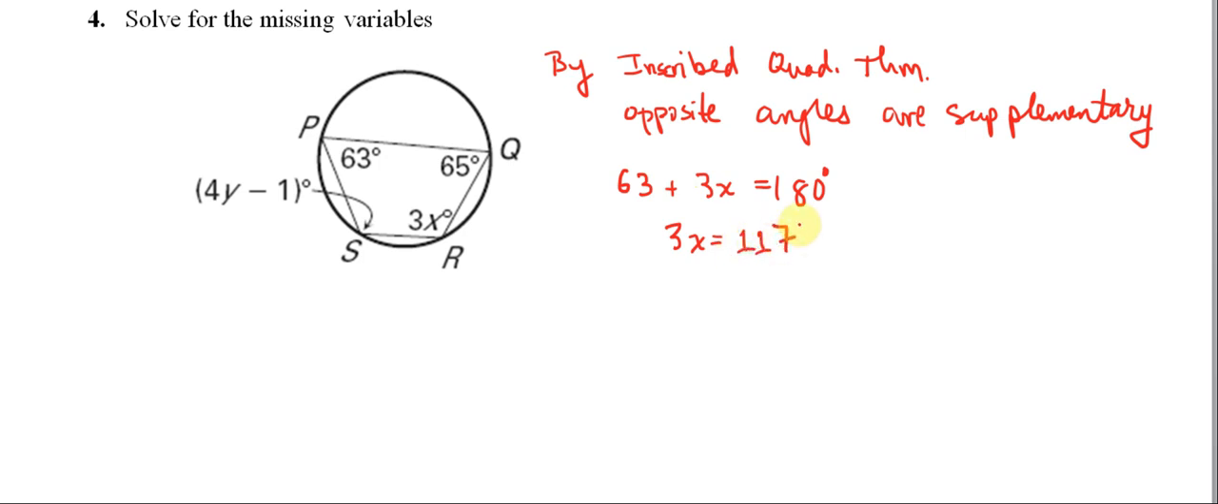Then 117 divided by 3 is equal to 39. So we know that x is equal to 39. Now your task, which I leave up to you, is to solve for the value of y, as well as to complete the rest of the problems in this exercise.